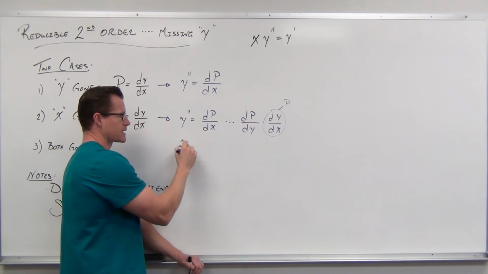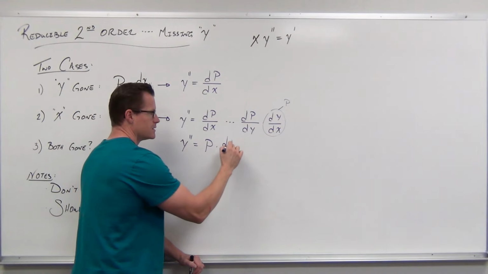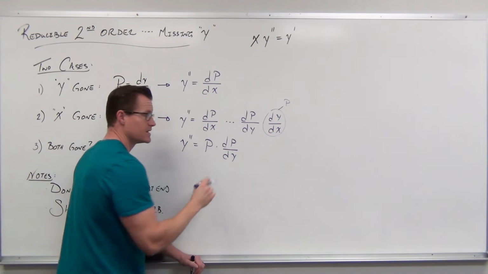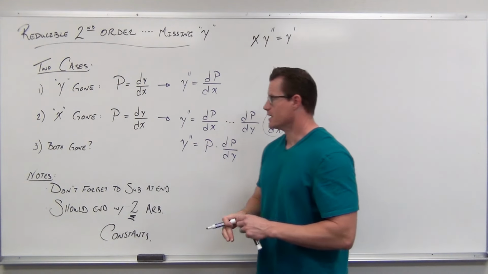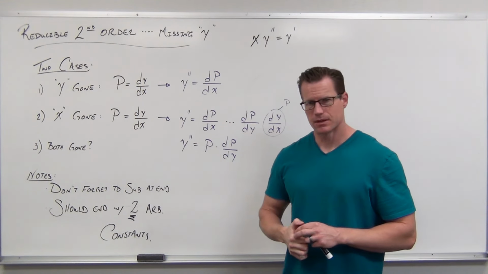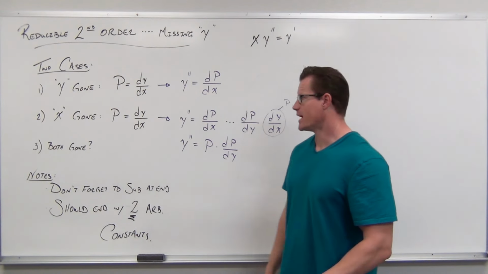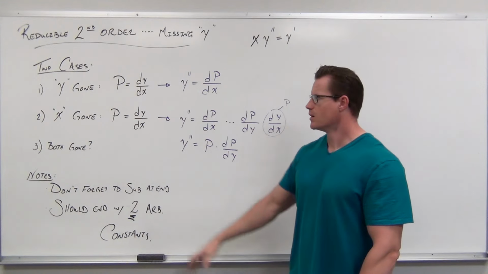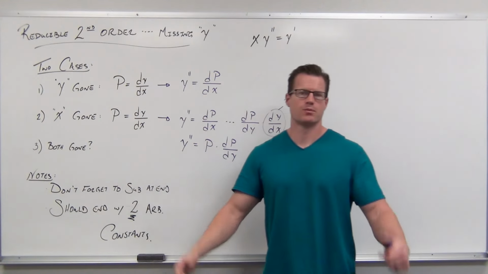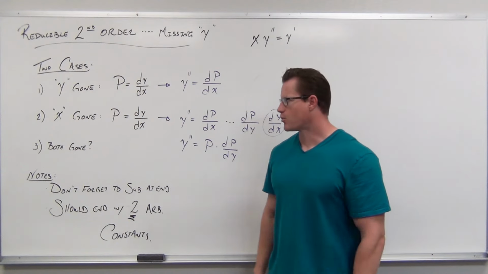Then we can write the second derivative of y as p dp dy, because this should have a y in it. That's the idea. So if y is gone, it's a little bit easier to see. You just do a straight up substitution. If x is gone, a little bit more involved, we have some p times dp dy, which gives us the third case. What if both of them are gone? What if you don't have an x and you don't have a y?